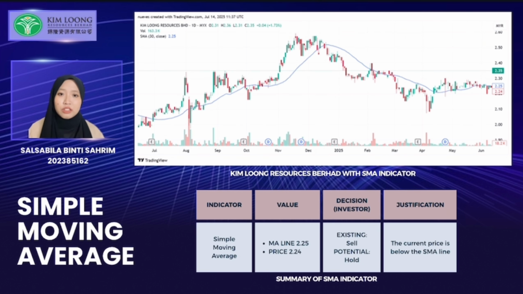Hence, the decision for existing investors is to sell their stock to secure their profits and reduce any exposure, as the price is below the SMA. Meanwhile, the decision for potential investors is to hold, which is to wait before entering because there is no clear upward signal yet.